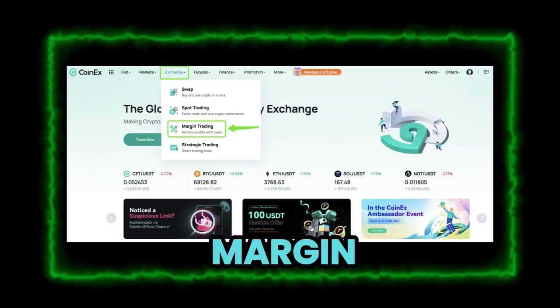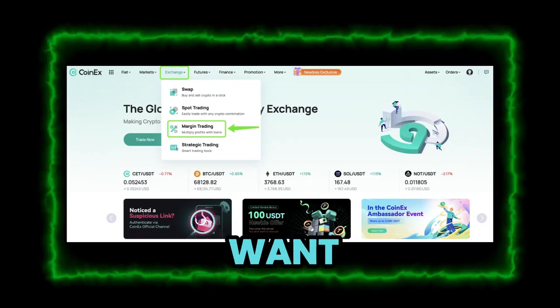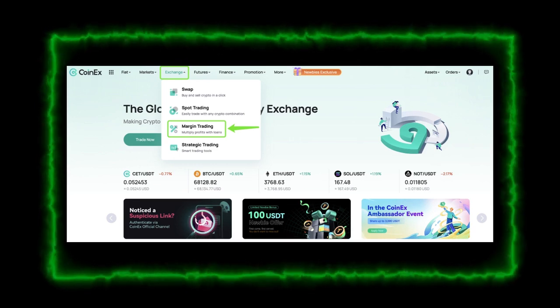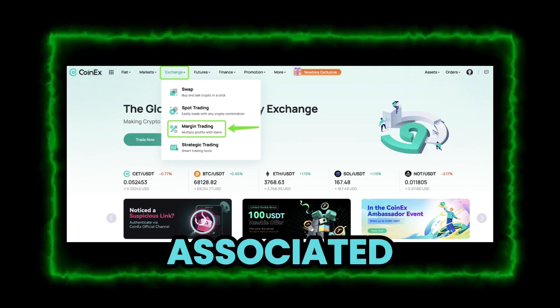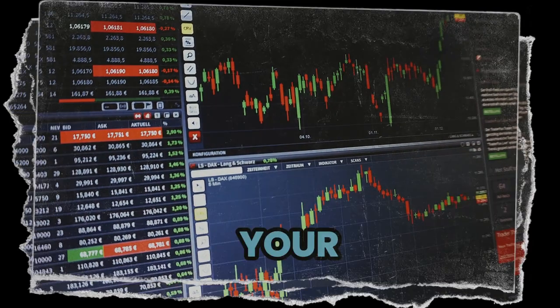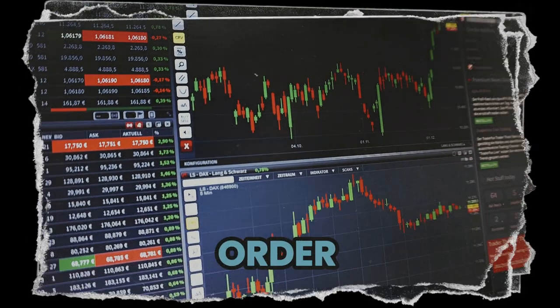2. Margin trading. If you want to leverage your trades, go to the Margin section. Ensure you understand the risks associated with margin trading. Choose your trading pair, set your leverage, and place your order.